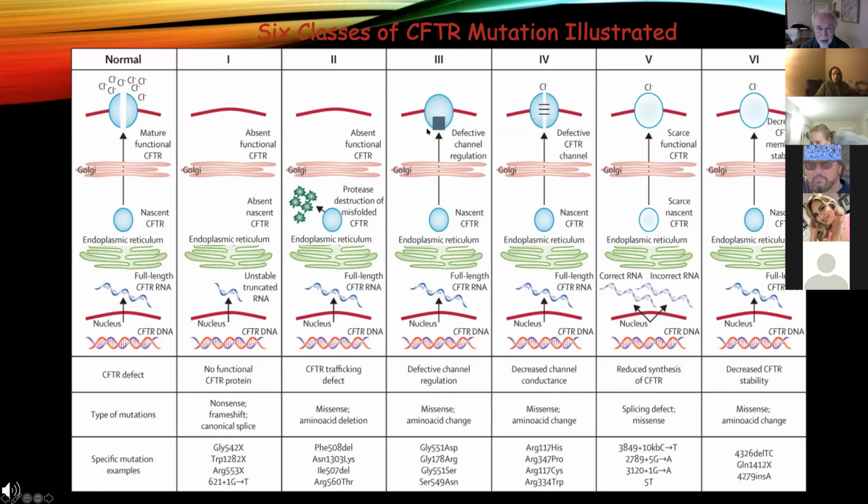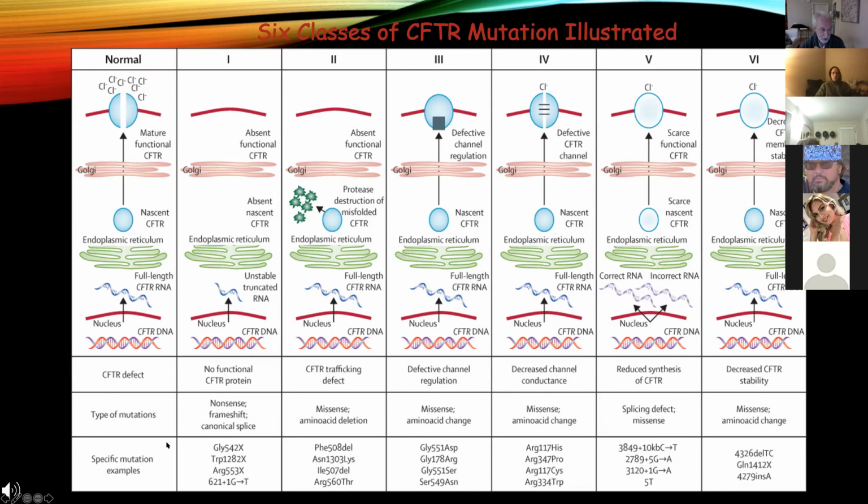Class 3, you get a protein in the membrane, but the channel is blocked, so nothing goes through it. Classes 4, 5, and 6, in every case, the protein is in the membrane, but it's defective for different reasons, resulting in less chloride ion transport than normal. And there's enough of a reduction to cause disease symptoms.